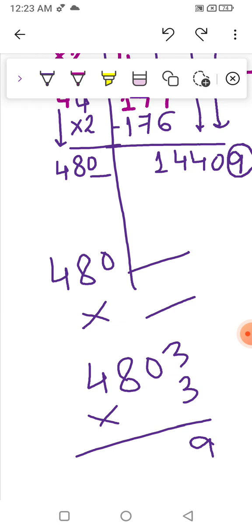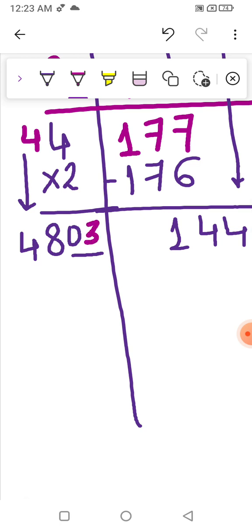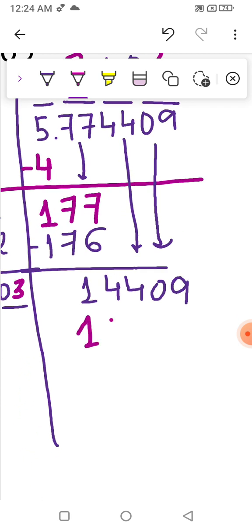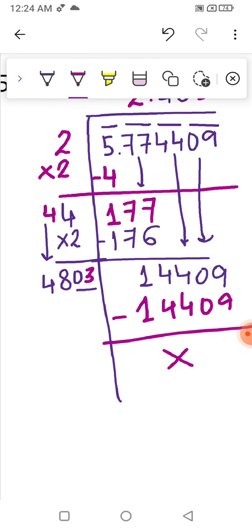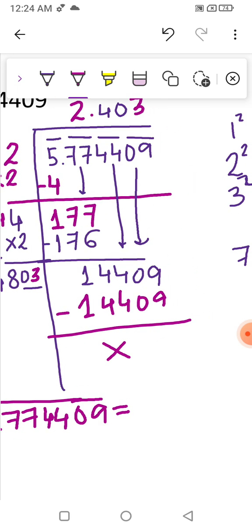Now simply we are going to copy it down over here. So it is 4803 into 3. 4803 into 3. A 3 below and a 3 over here. And it will be 14409. It leaves no remainder. That means that the square root of 5.774409 will be equal to 2.403.